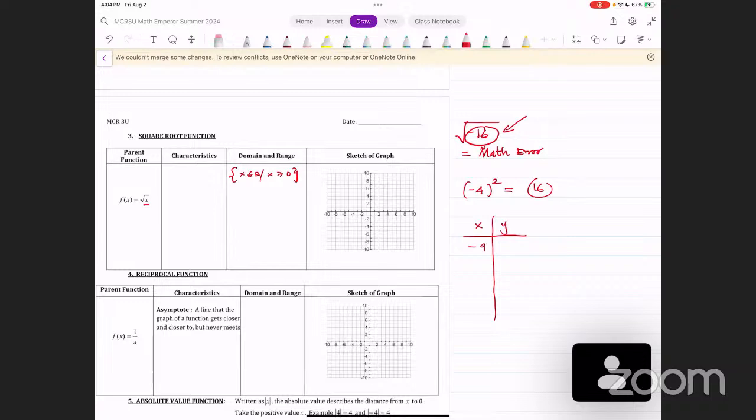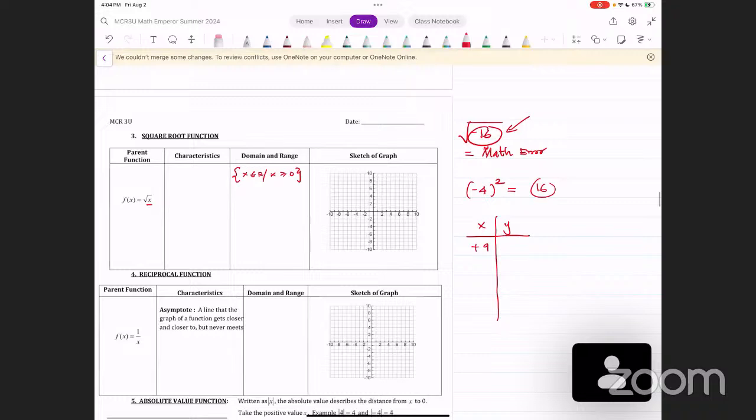Let's start from 0. So square root of 0 is going to be 0. Square root of 1 is going to be 1. Square root of 4 is going to be 2. Square root of 9 is going to be 3.